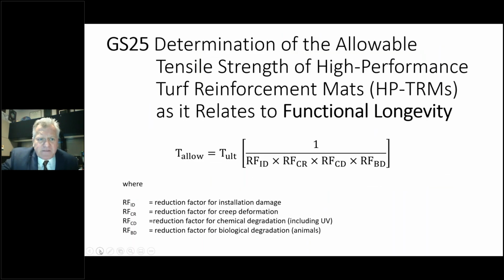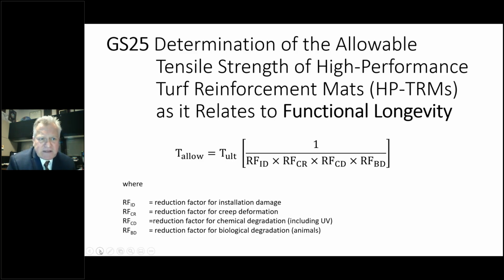So that's the specification. The next step, which I marched through in the outline in the beginning, is subsequently to determine the allowable tensile strength and then to get out of it some sort of functional longevity. This functional longevity is really a T allowable value to use in a design. The T ultimate value is from the test method. It could also be from a wide width tensile method, but then you're cutting it back with reduction factors.